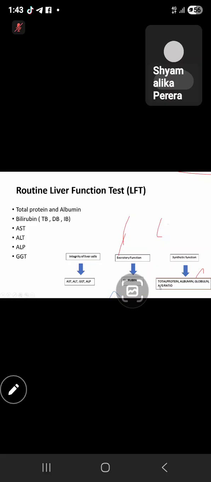So the other important part of this routine LFT is proteins, or the synthetic function. Up to now we discussed the excretory function related with the bilirubin, and integrity of liver cells related with the enzymes, and the last part, the total protein. There's a synthetic function related to the protein, albumin, and things.